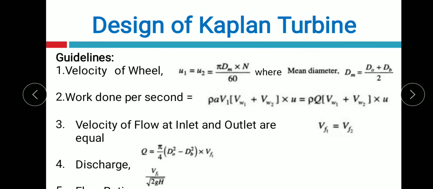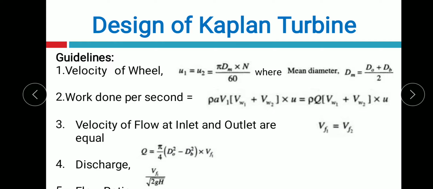So these are the design parameters for Kaplan turbine. The velocity of wheel remains the same, u1 is equal to u2, which is equal to pi Dm N by 60, where Dm is the mean diameter, which is the average of the outer diameter as well as the boss diameter. Work done per second is equal to rho A V1 into (Vw1 plus Vw2) into u, or rho Q into (Vw1 plus Vw2) into u.